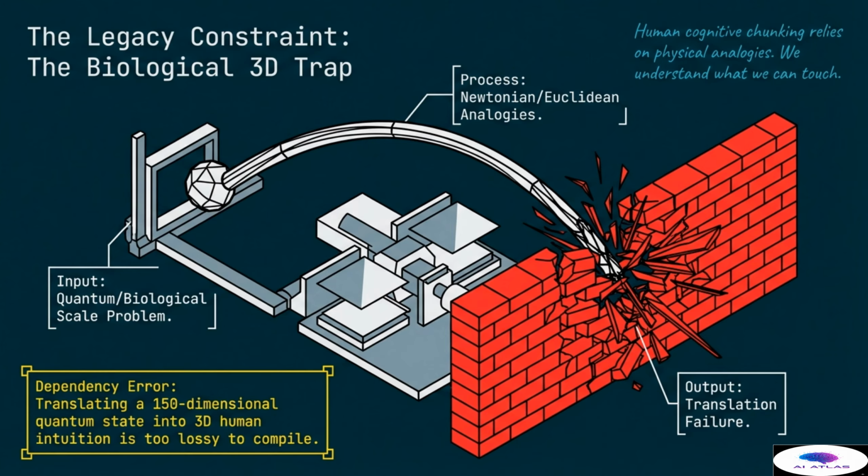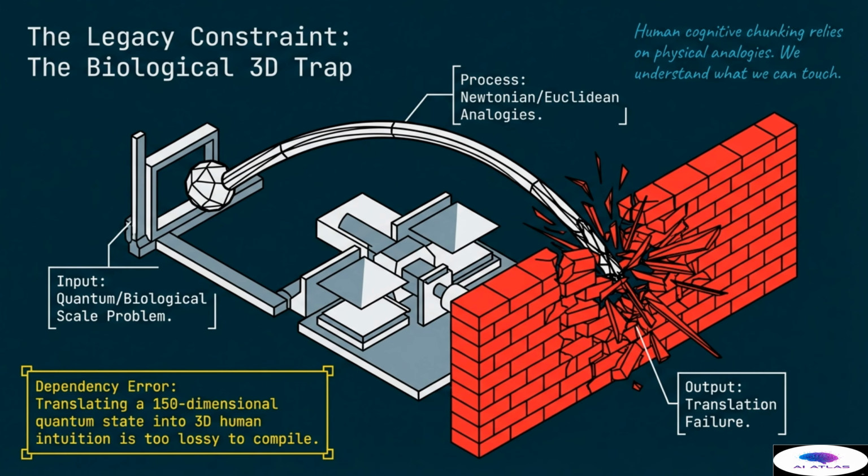The second page explores the concept of the legacy constraint, specifically what we call the biological three-dimensional trap. Human cognitive chunking relies heavily on physical analogies because we understand best what we can touch and see. However, when we try to input quantum or biological scale problems into this framework, we hit a massive dependency error. The diagram illustrates an input being pushed through a process of Newtonian and Euclidean analogies, only to result in a translation failure against a literal brick wall.